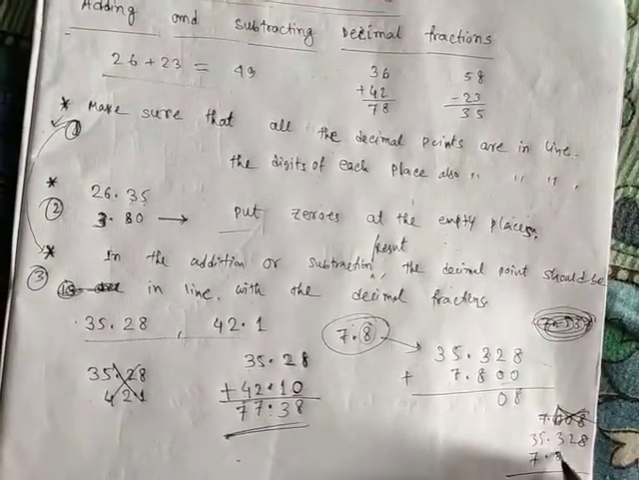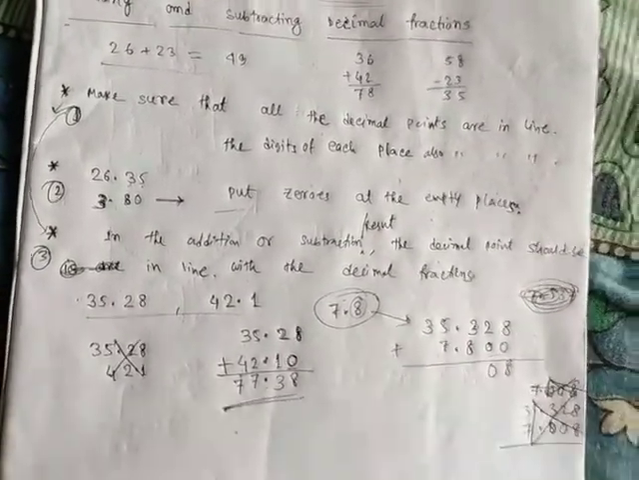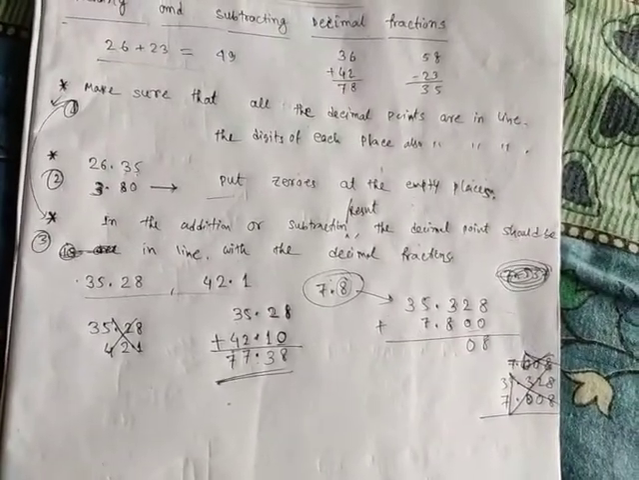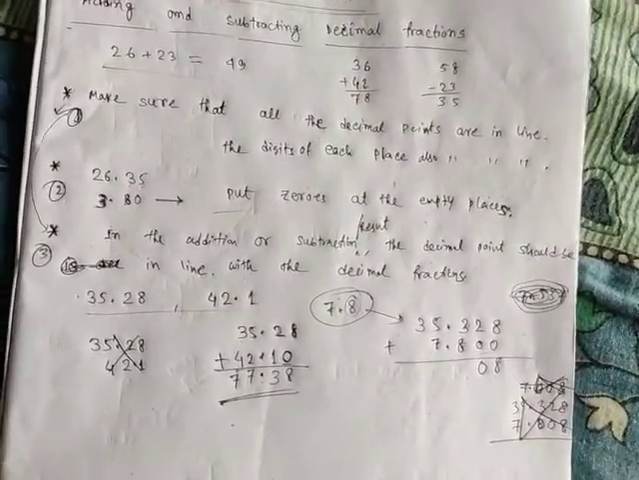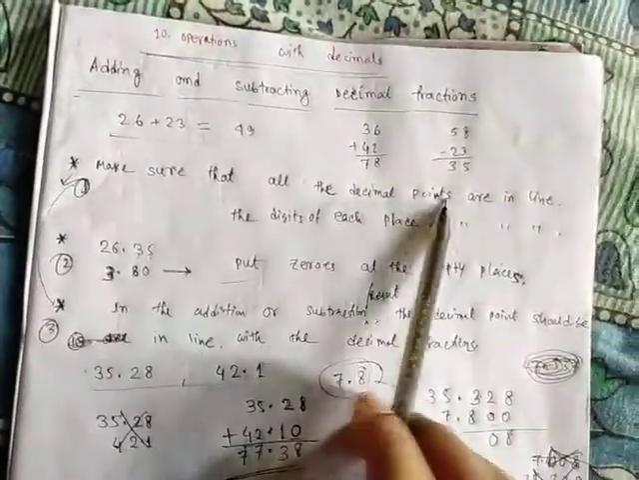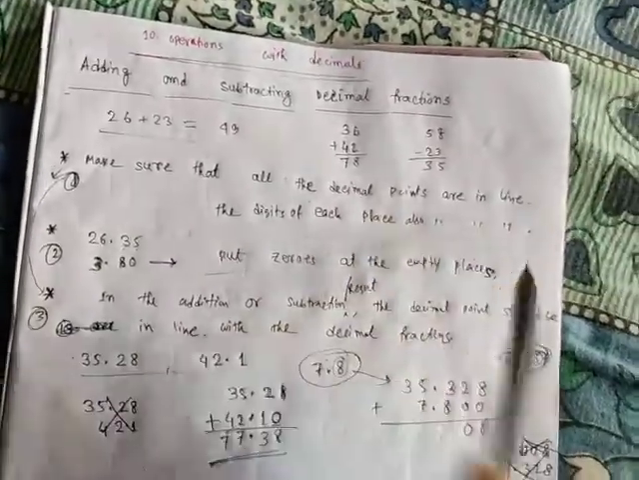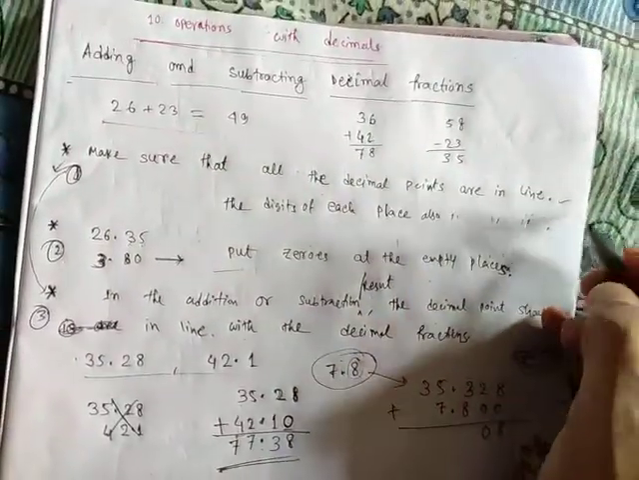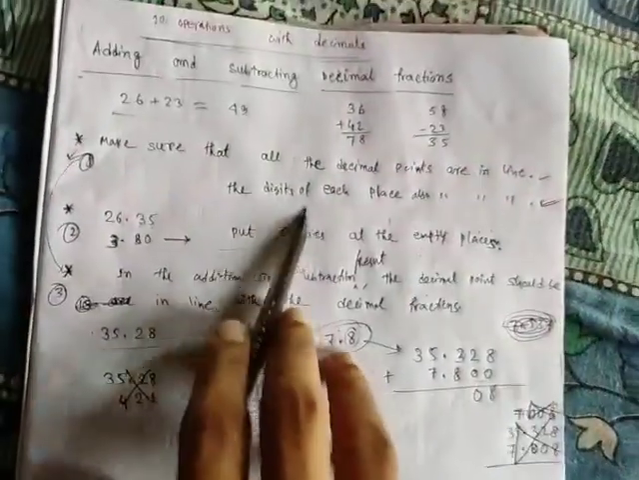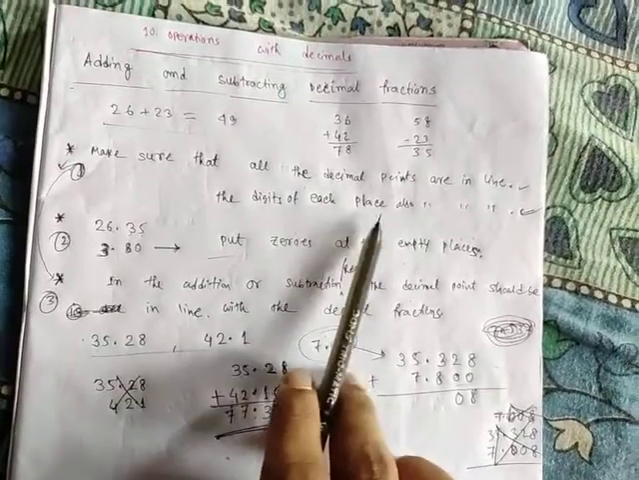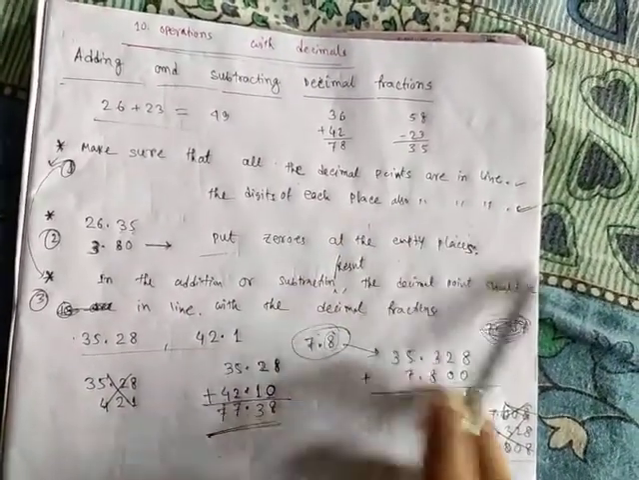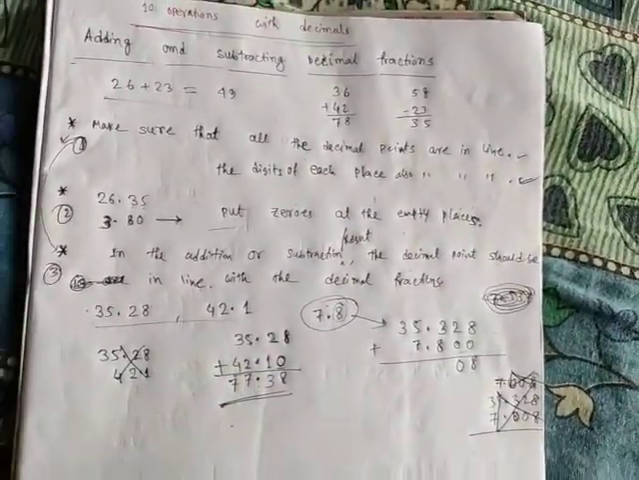7.8 or 7.008. Don't write like that. Is it clear? Always remember, you not only have to follow this rule, that all the decimal points are in line. You also have to follow this rule: the digits of each place are also in line.